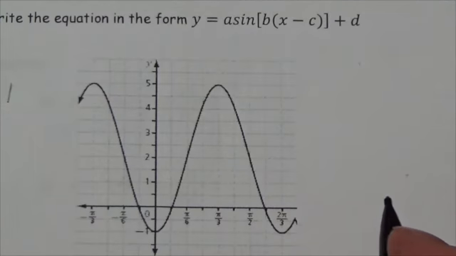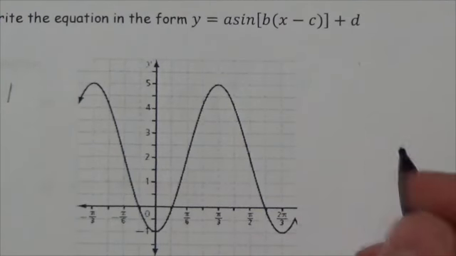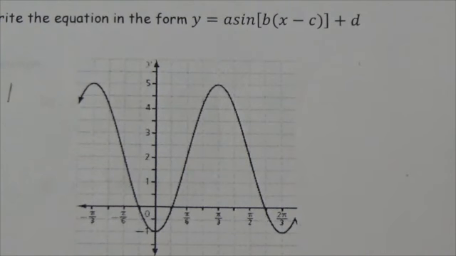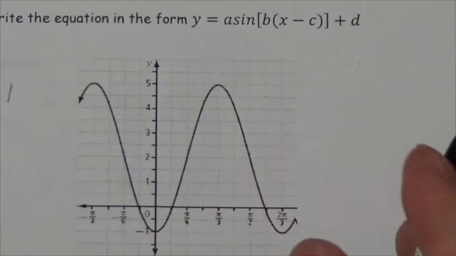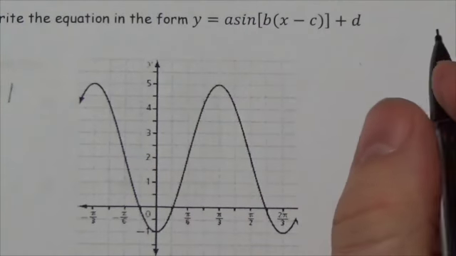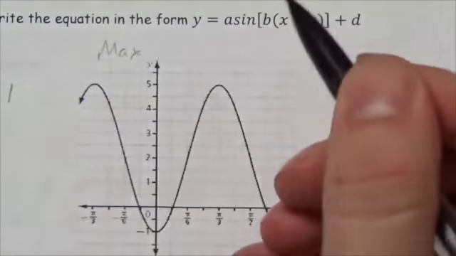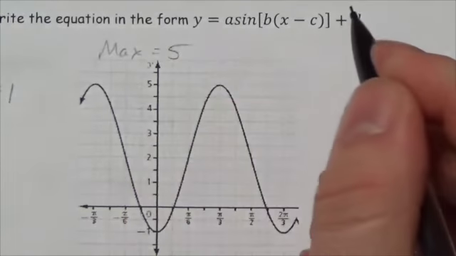All right, so this is a similar question, the same question, but just a different graph. And again, notice that in this case, we're looking for a negative sine function. So the first thing we're going to grab is the max. And just like in the previous question, the max is 5.